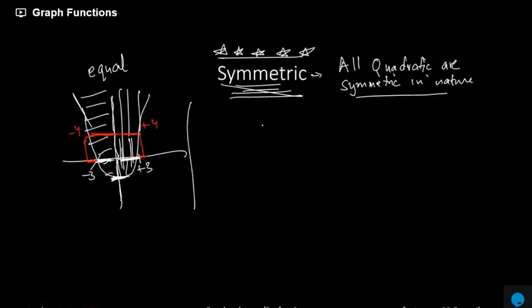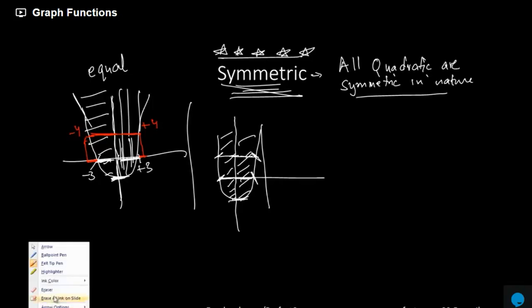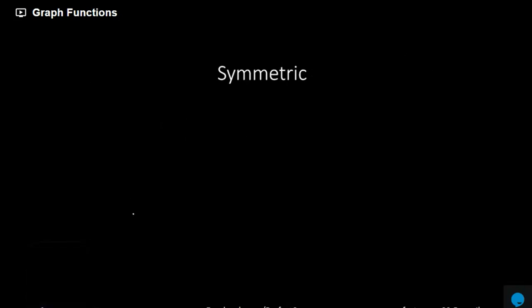Let me draw another diagram and show you that. Let's suppose this is a graph and this is the lowest point, and if I drop a line from the lowest point, the distance from here to here is going to be equal to the distance from here to here, right? Similarly, this distance is going to be equal to that distance. And the area covered by the graph on the left hand side would be equal to the area covered by the graph on the right hand side. So I suppose you're understanding this point, guys, that the graph is always symmetric in nature.